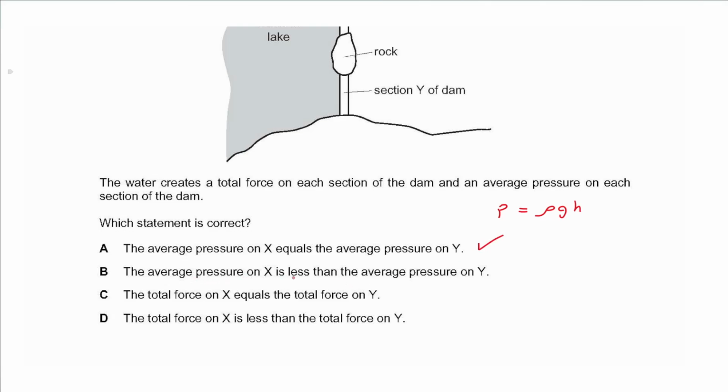The average pressure on X is less. No. The total force on X equals the total force on Y. No, because force is equal to pressure multiplied by area and X has a greater area than Y. So the force would be greater on X. The total force on X is less. No, we just said it would be larger. So the answer here is A.